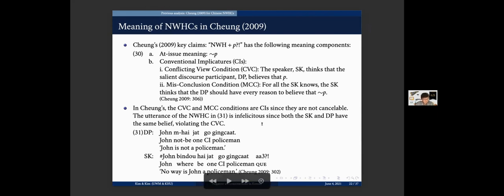So the occurrence, for example, of the NWHC in 31 is infelicitous because here, as you can see, both the speaker and the addressee assert the same proposition here, that Chan is not a policeman. This violates the CVC. So this is ruled out.